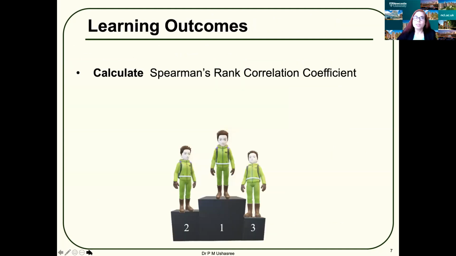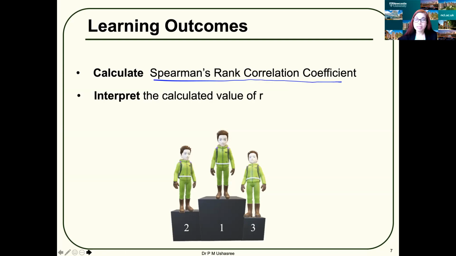Okay, so that's all in part 2. We have seen how to calculate Spearman's rank correlation coefficient using the formula, and we know how to interpret R if you change any data value, because it depends only on the rank. Okay, that's all for now.